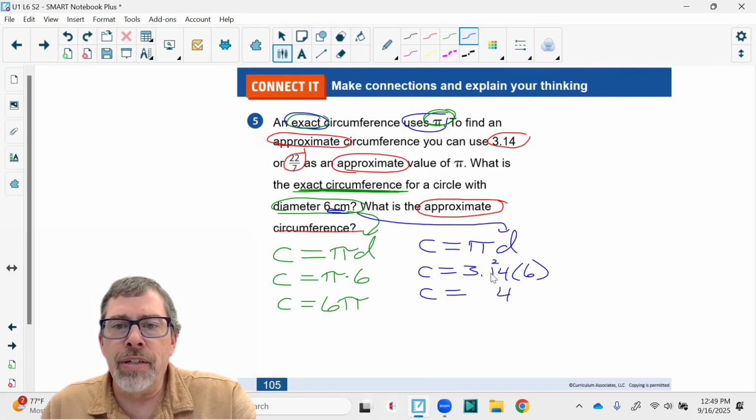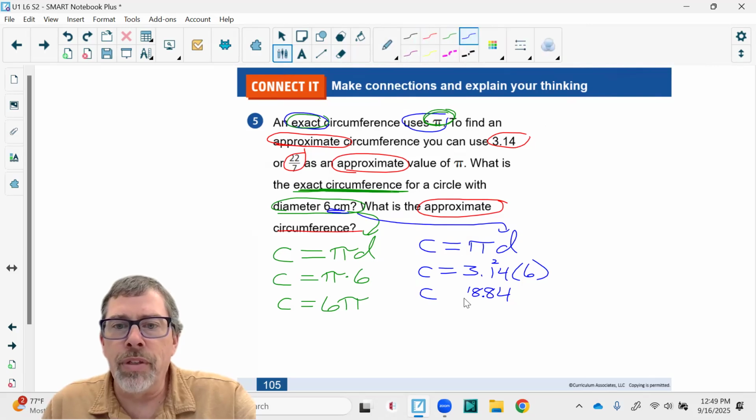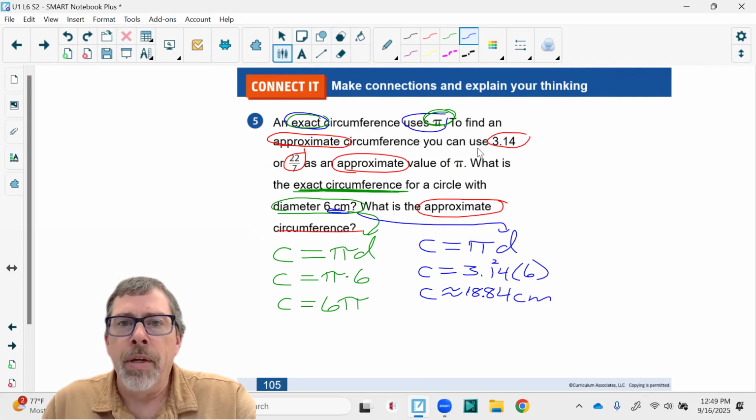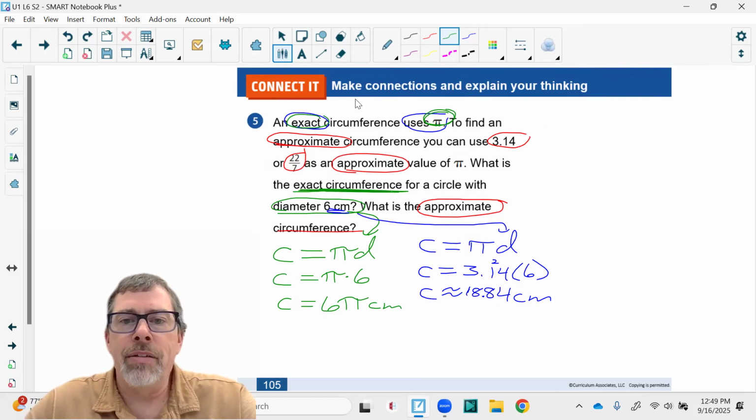Carry the 2. 6 times 1 is 6, plus 2 is 8. And 6 times 3 is 18. So the approximate, now I need to change this. Since it is an approximate and not an exact, I can't use an equal sign. I have to use the squiggly equal sign, the approximation. C is approximately 18.84 cm. And I should have cm here. Okay, there we go. Approximate and exact representation.